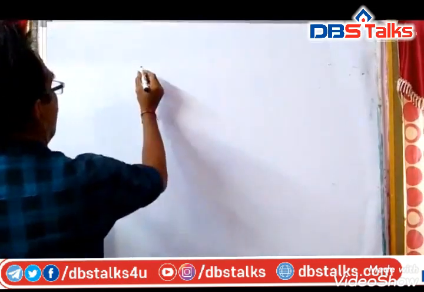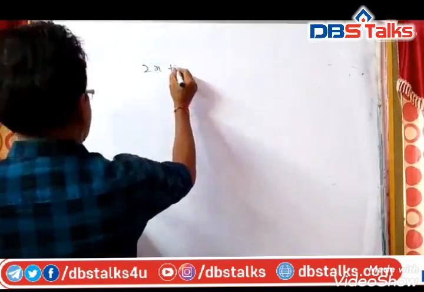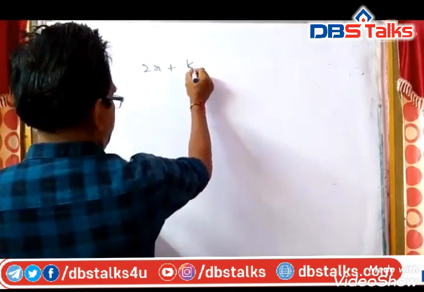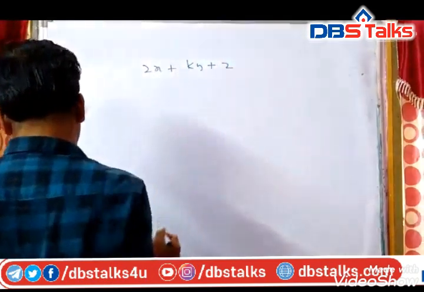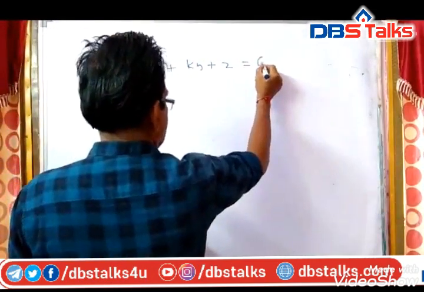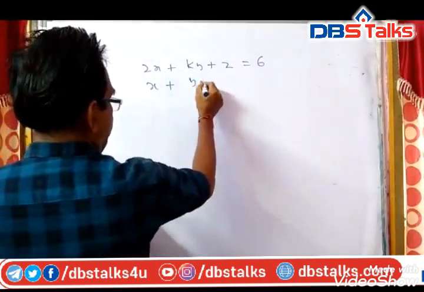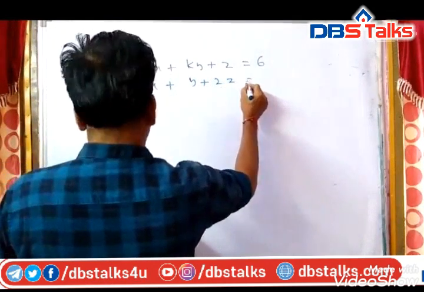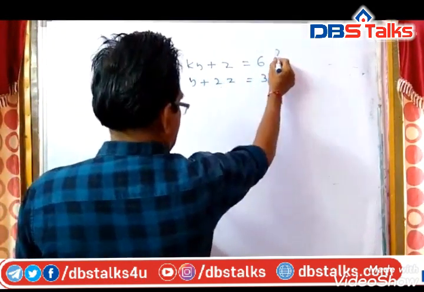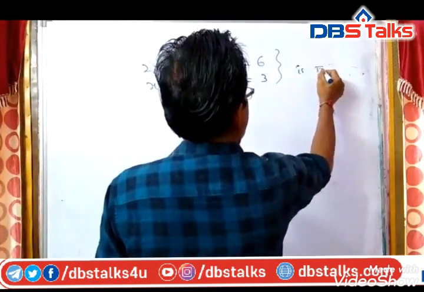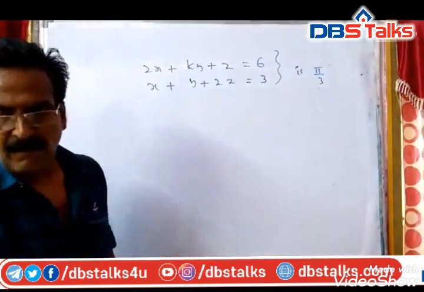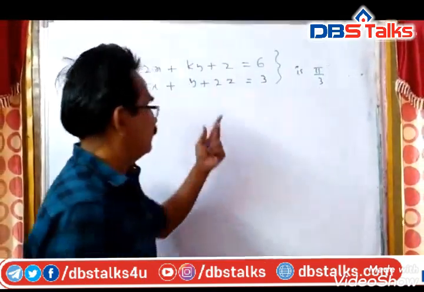The first problem today, friends: the acute angle between the planes 2x plus ky plus z is equal to 6 and x plus y plus 2z is equal to 3 is pi by 3. What is the value of k?